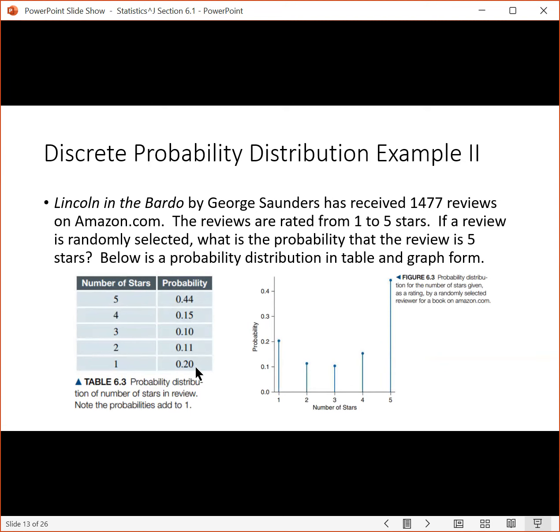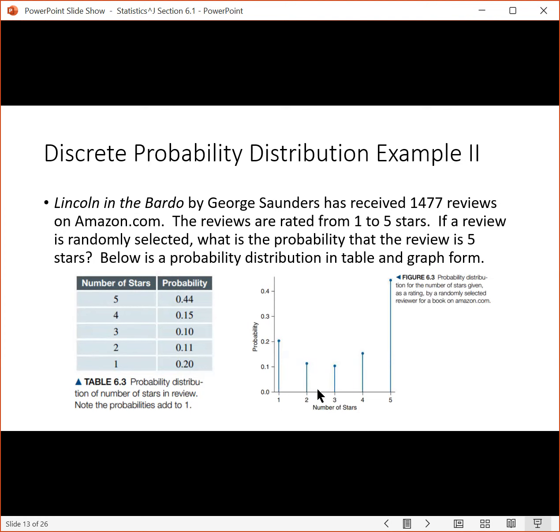So you've got from 1 to 5 stars, and then the probability calculation from the actual reviews themselves. So 44% of the reviews are 5 stars, 15% are 4, 10% are 3, 11% are 2, and 20% are 1. Okay, and if you add those up, you should get 1.